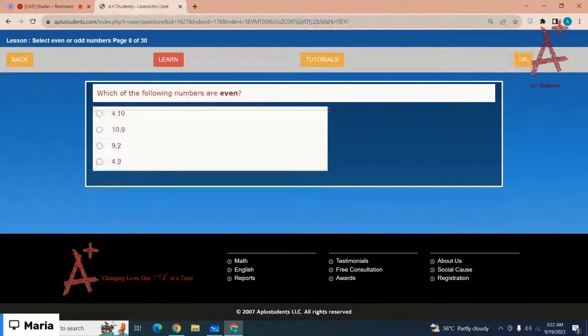Which of the following numbers are even? Which is the correct option? Which two numbers are even? So the even numbers are, yes, that is option number one. 4 and 10 are even. Option one is the correct option, right?